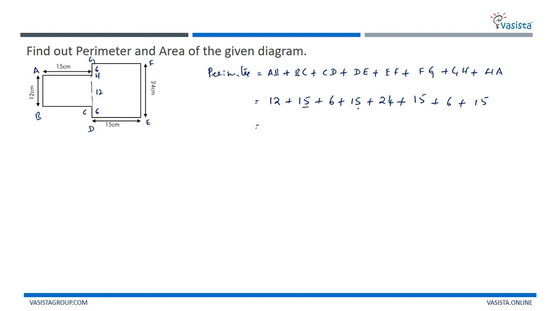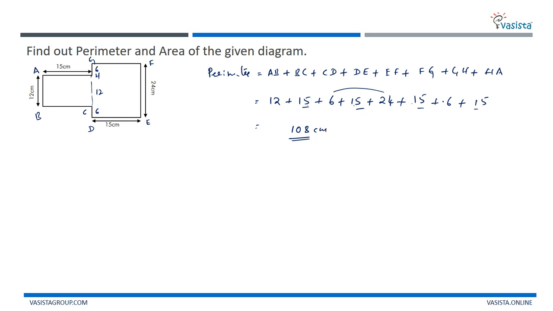Now, 15 plus 15 plus 15 plus 15, that is 60, right? 60, 24 plus 6 is 30, right? 30, 60, 90, 90 plus 12, 102 plus 6, 108, 108 centimeter.